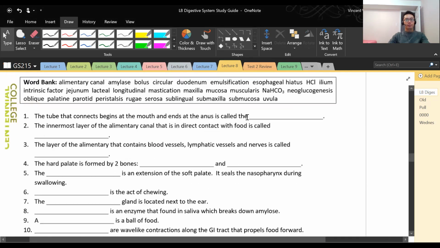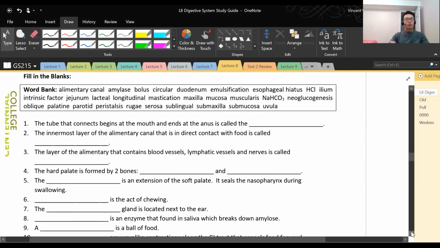Fill in the blanks. The tube that connects, oh sorry, this is grammatically wrong. I should probably fix that. I think I meant to say the tube that begins at the mouth and ends at the anus. That's called the alimentary canal. Okay, but you know, people usually just call it the GI tract, right? That also works. The gastrointestinal tract.